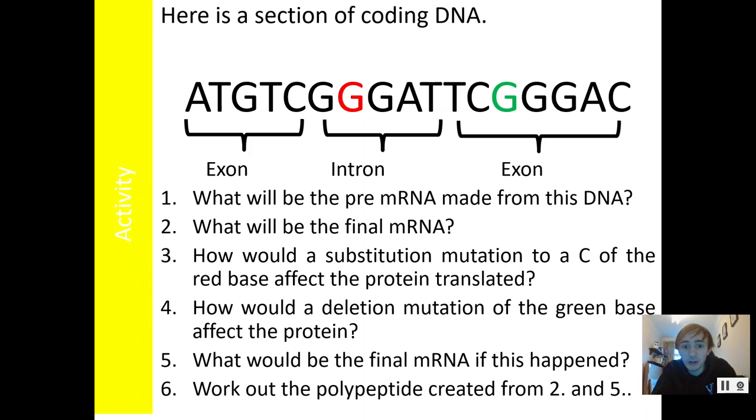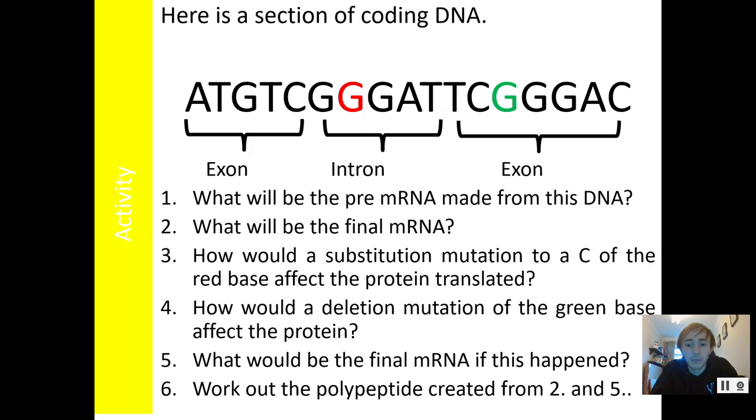How would a substitution mutation to a C of the red base affect the protein translated? Well, if you think about it, that red base is just in the intron. So if I substituted that for a C, it shouldn't make any difference at all, because I'm going to delete that bit of DNA effectively when I make my final mRNA, before I make my protein. So that shouldn't make much difference at all. If I added another base after that red base, that might have an effect. And that's effectively question 4.